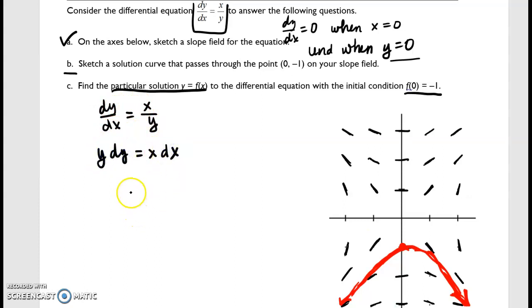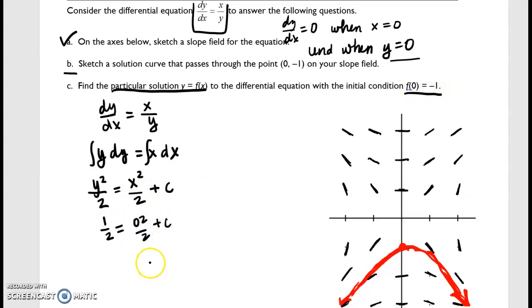Remember, it's not always cross multiplication. It depends on your problem. In this case, that's what works, but you separate your x's and your y's to go with your dy's and your dx's. Integrate both sides. My antiderivative of y is y squared over 2. My antiderivative of x is x squared over 2 plus my constant. Let's go ahead and figure out what that constant is. I'm plugging in x equals 0, y equals -1. So 1/2 equals 0 squared over 2 plus c. So I can see that my c would just be this 1/2.